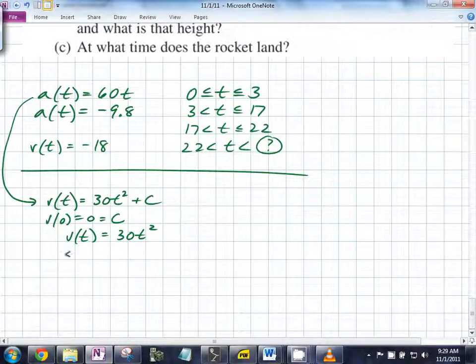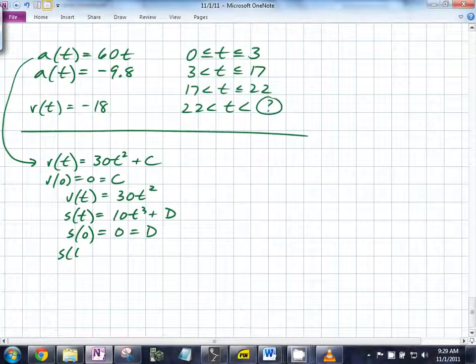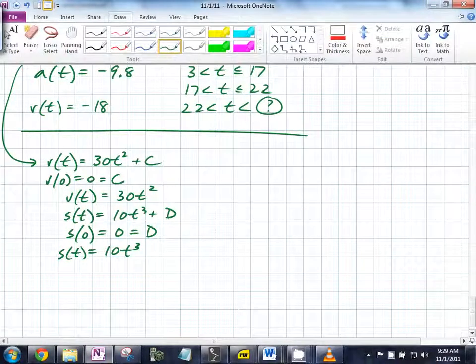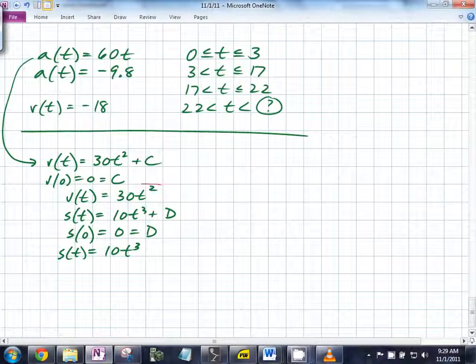If that's the velocity, what's the position function? 10t cubed plus some d value, but you know what's the position when it starts? So 0 is equal to d. So therefore s of t is equal to 10t cubed. Keep in mind, though, that these are only true for what? This is the velocity, and this is the position when what? 0 and 3. Exactly. Good.